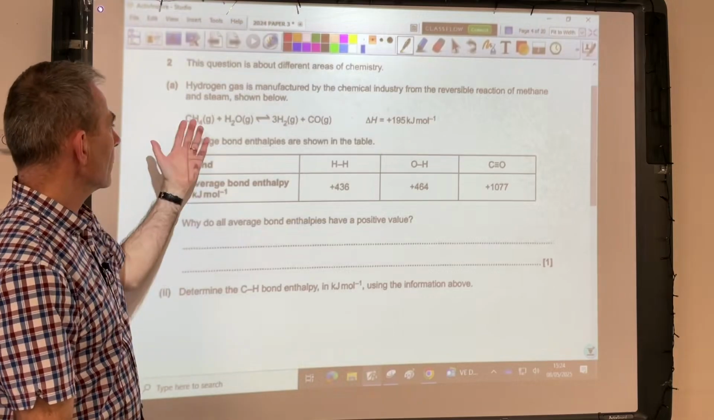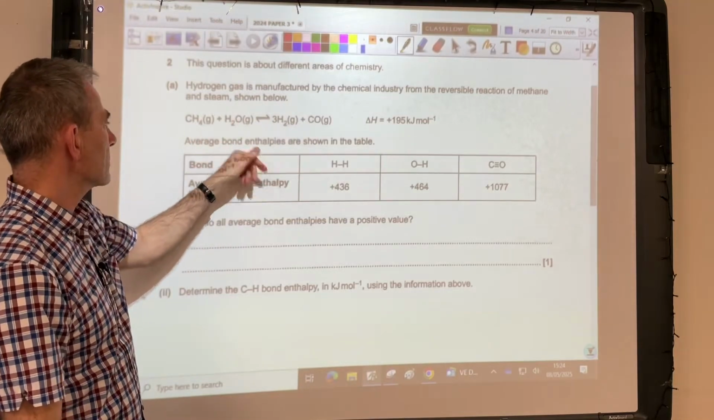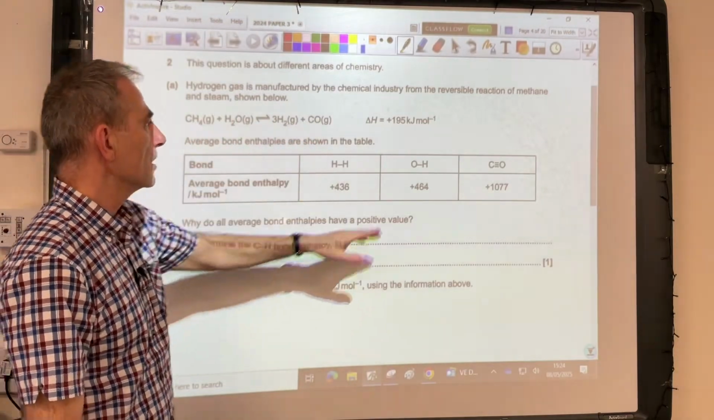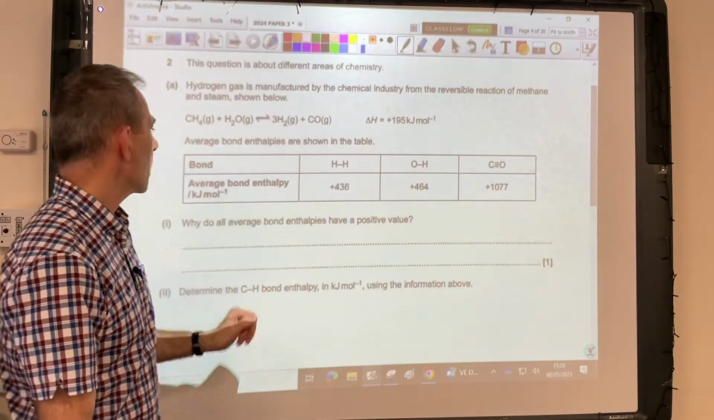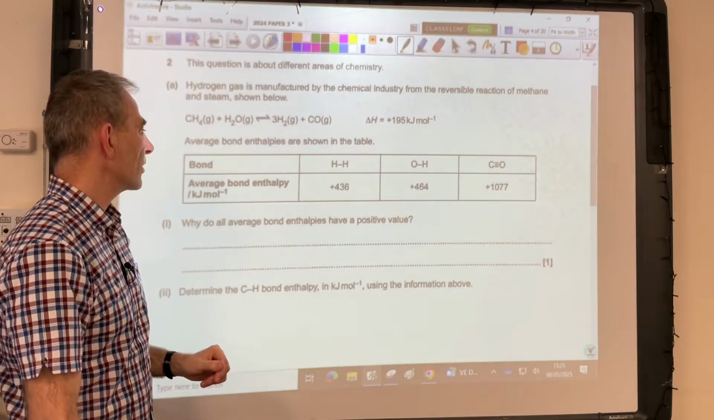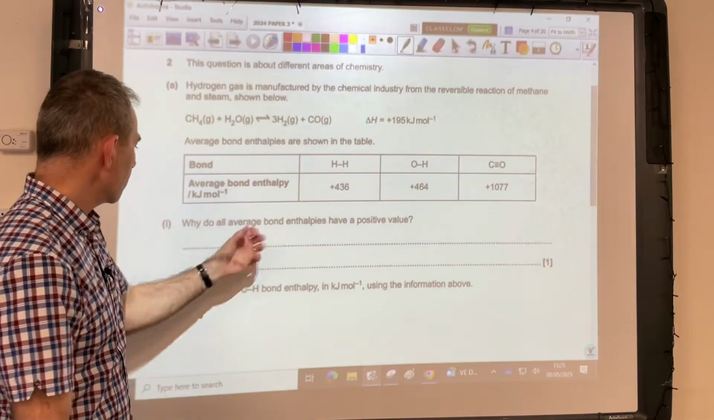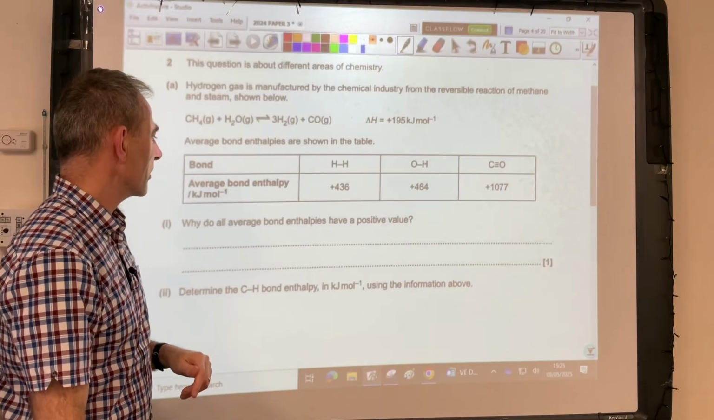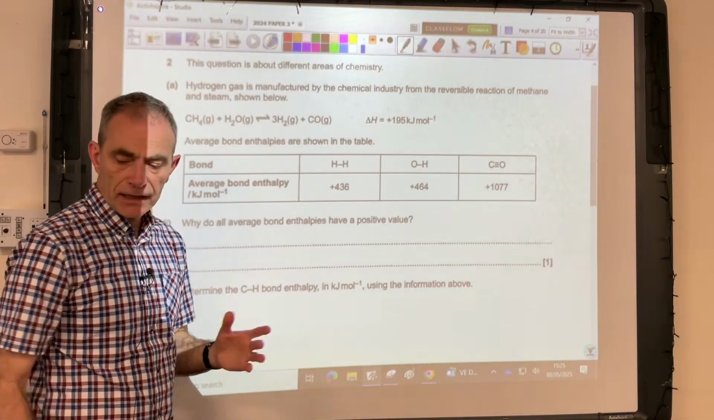So part A, we've got this equilibrium with methane, steam, hydrogen, carbon monoxide. We've got the enthalpy change, and we've got some of the average bond enthalpies in that table. And the first question: why do all average bond enthalpies have a positive value?